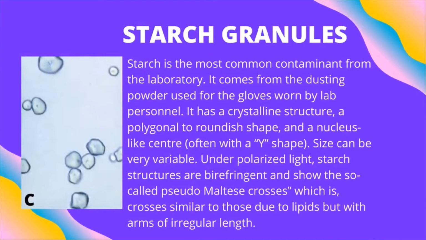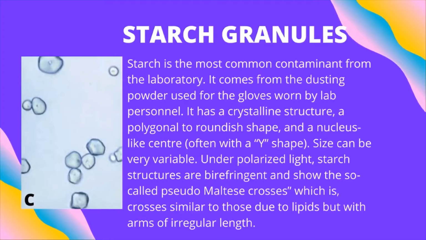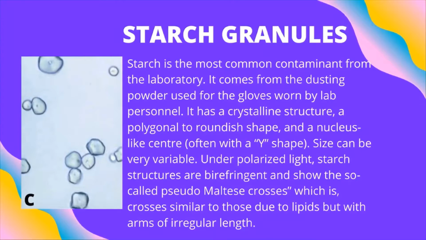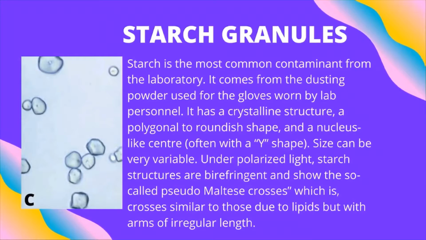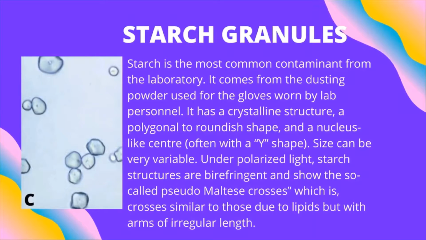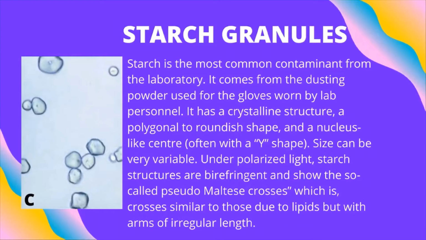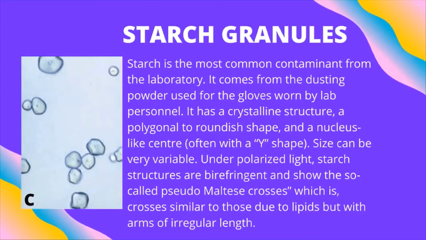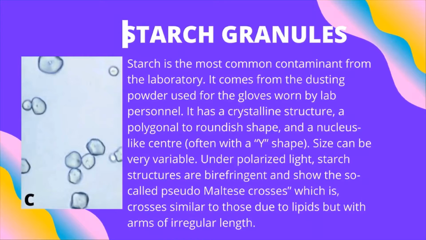Starch is the most common contaminant from the laboratory. It comes from the dusting powder used for the gloves worn by the lab personnel. It has a crystalline structure, a polygonal to roundish shape, and a nucleus-like center, often with a Y shape. Size can be very variable. Under polarized light, starch structures are birefringent and show so-called pseudo-Maltese crosses, which are crosses similar to those due to lipids, but with arms of irregular length.